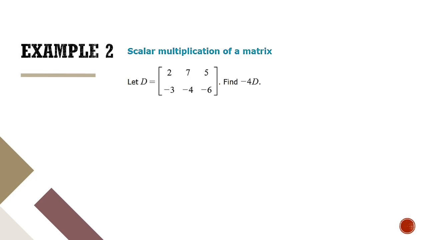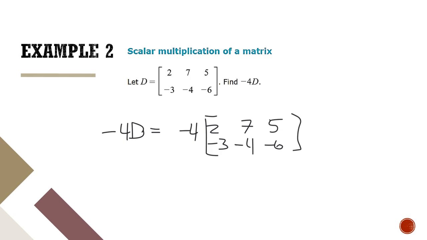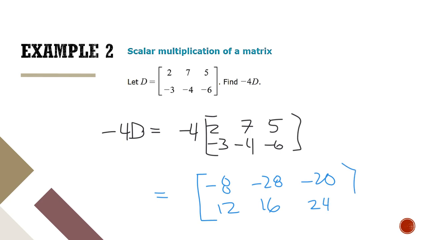Another example is you can multiply by negative numbers as well. -4D is in fact equal to -4 times this matrix of 2, -3, 7, -4, 5, and -6. And again, we're distributing it to everything inside of it, if you want to think of it that way. We can rewrite this as -8, +12, -28, +16, -20, and +24. Again, we're just multiplying -4 to every one of these elements of this matrix.